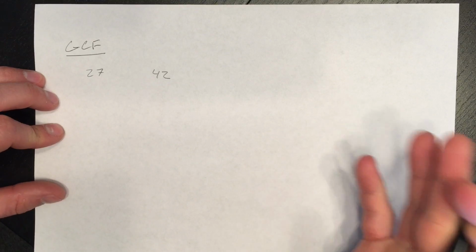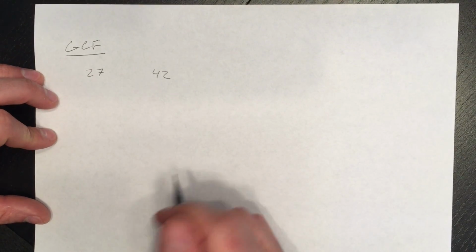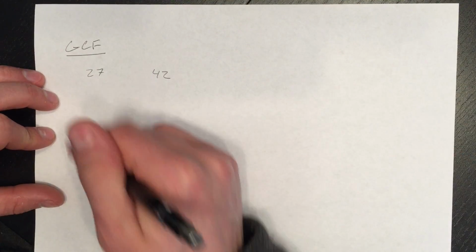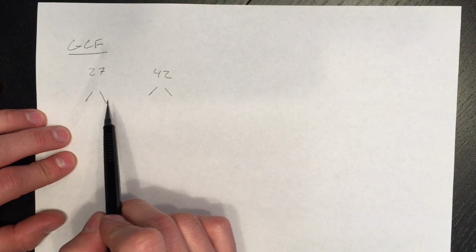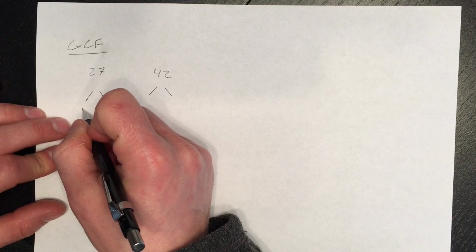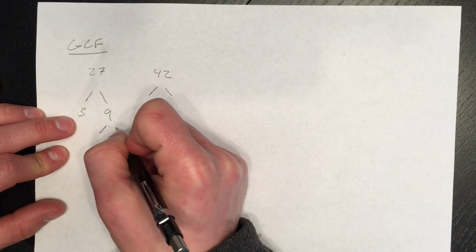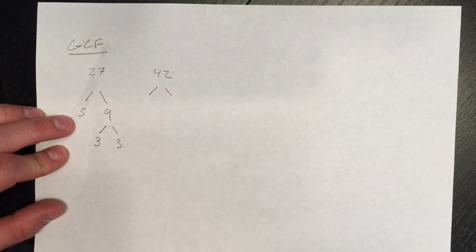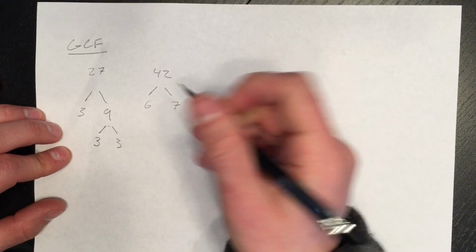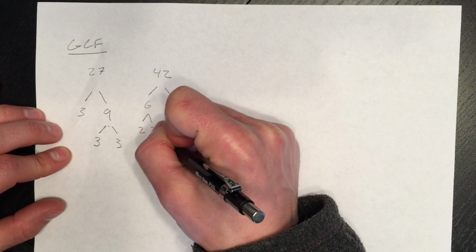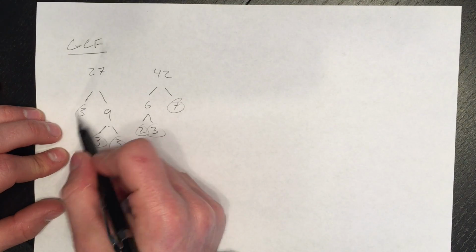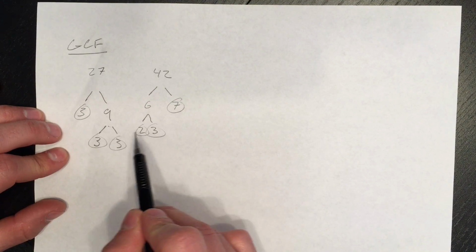Okay, so to find the greatest common factor, again, we have to do a factor tree. All right, everything pretty much includes a factor tree. So let's factor out 27 and 42. 27 factors out to be 3 and 9. 9 breaks down into 3 and 3. 42 breaks down into 6 and 7. 6 breaks down into 2 and 3.